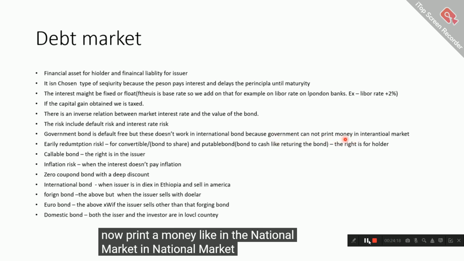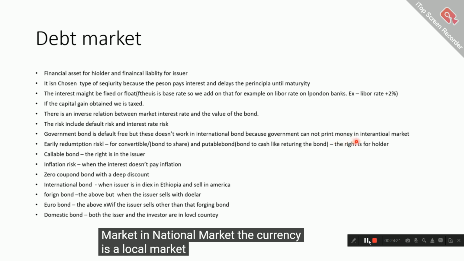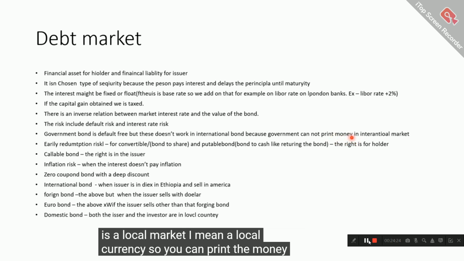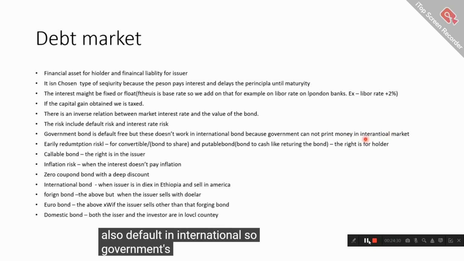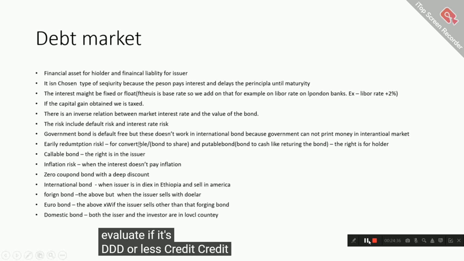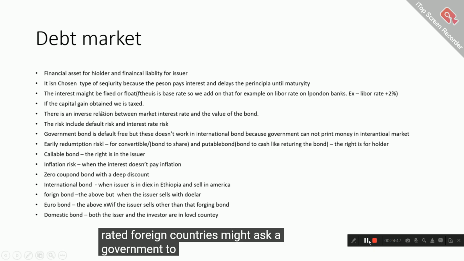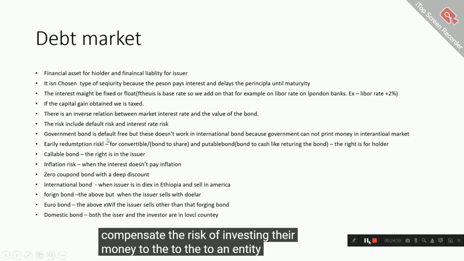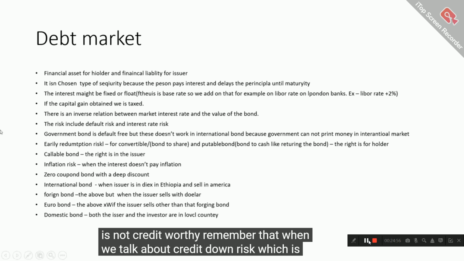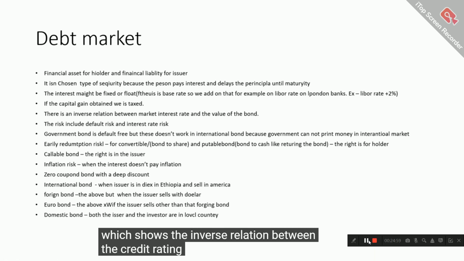So the government's creditworthiness is also evaluated. If it is rated BBB or lower, foreign investors might ask the government to pay more interest to compensate for the risk of investing their money in an entity which is not creditworthy. Remember that when we talk about credit risk, it shows the inverse relation between the credit rating and the interest asked. If the credit rating is low, investors require more return in order to compensate for the high risk of default.